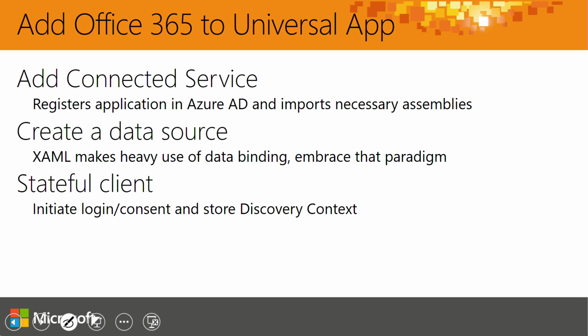It also sets all the permissions you need. So if your application needs permissions to do, I don't know, let's say reading and writing a calendar, and needs permissions to work on the user's email, then you can set that in the Add Connected Service wizard, and it goes and sets up all those permissions at the back end for you, in the Azure Active Directory application.